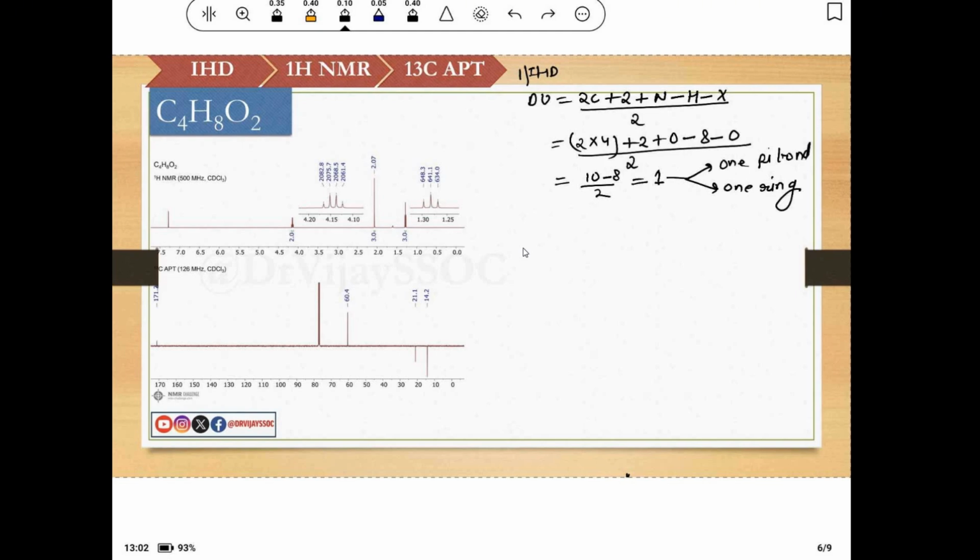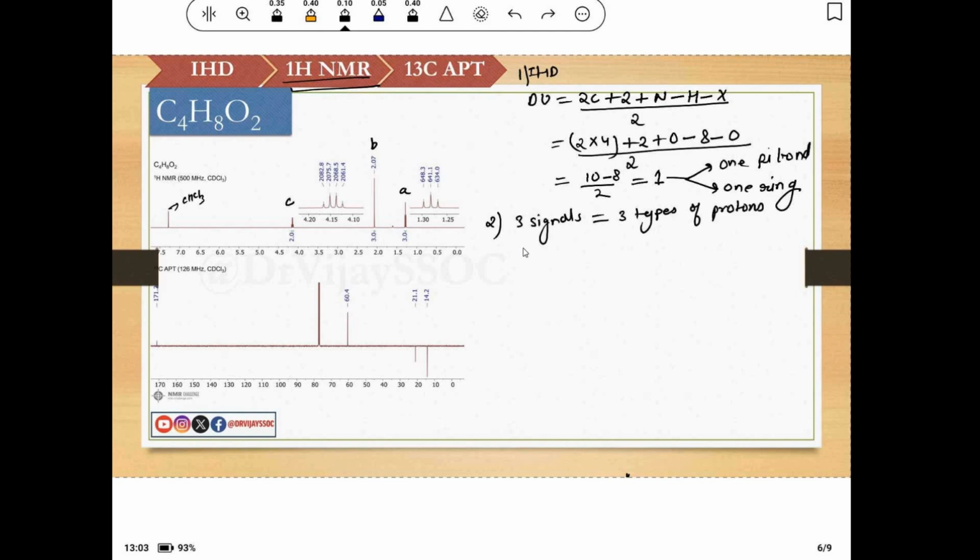Now we will look at the 1H NMR. So how many signals are there in the 1H NMR? A, B, C. These signals belong to the residual chloroform signal. So there are 3 signals, and 3 signals means 3 types of protons.